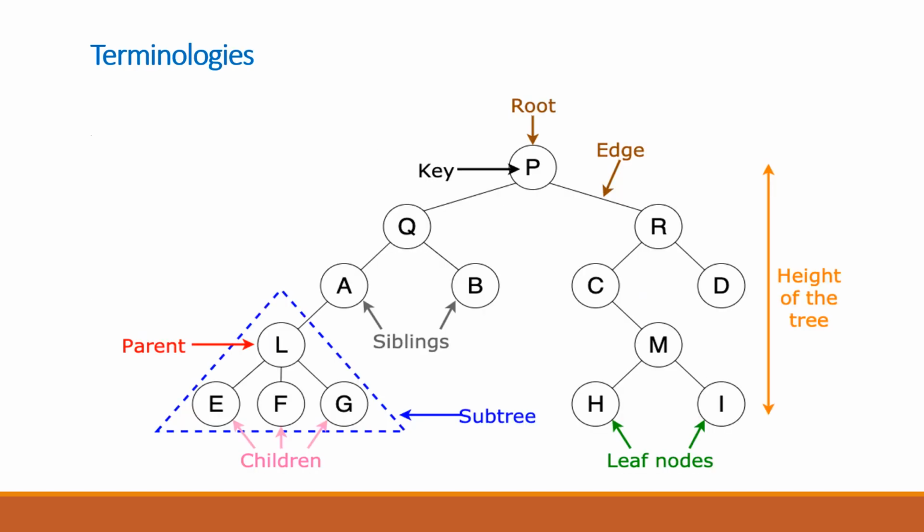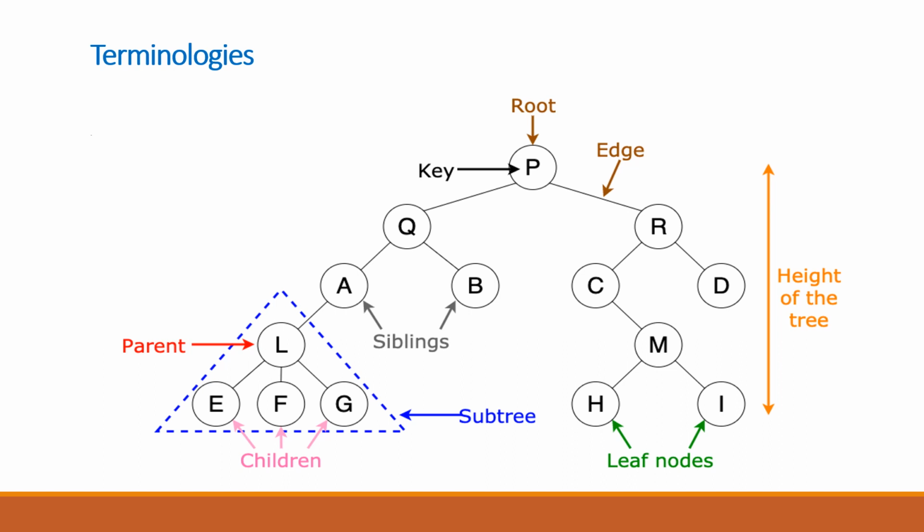So this is a diagrammatic representation of the tree. The tree contains a number of terminologies. The first is the root node, and between the root node and another node, that is P to R, is what we call an edge. The topmost node we call the root node. Then the height of the tree, that means level 1, level 2, level 3, level 4, level 5. So the height of the tree is level 5.